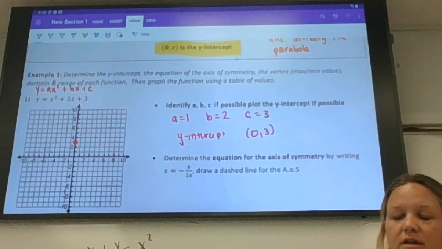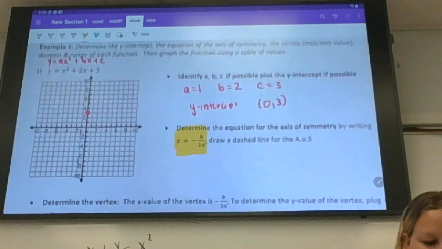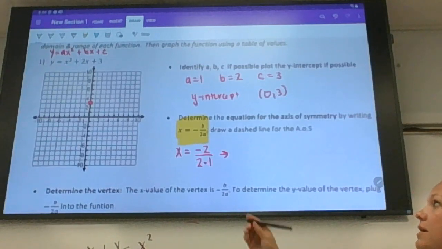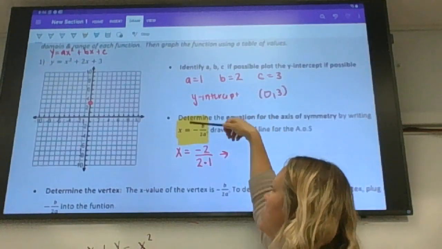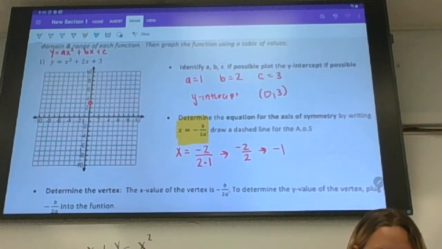The axis of symmetry, the invisible line that goes through the center. So here the axis of symmetry is the y-axis. It's not going to be the case here. The axis of symmetry can be found using this equation, negative b over 2a. So it's x equals negative 2 over 2 times 1. Just plugging in B and A. So I put 2 in for B and 1 in for A. So that's negative 2 over 2, which is negative 1, right? So our axis of symmetry is x equals negative 1.